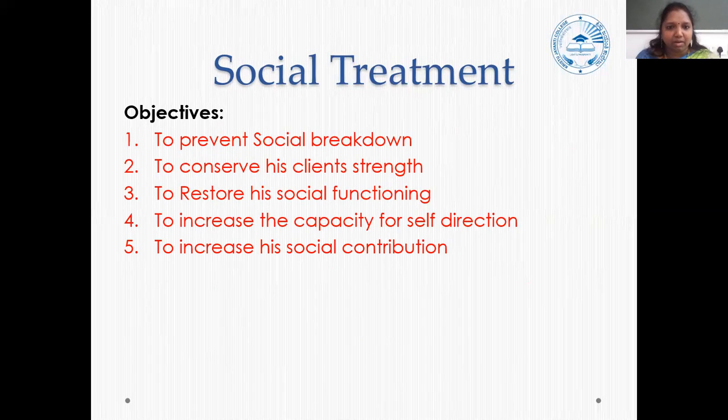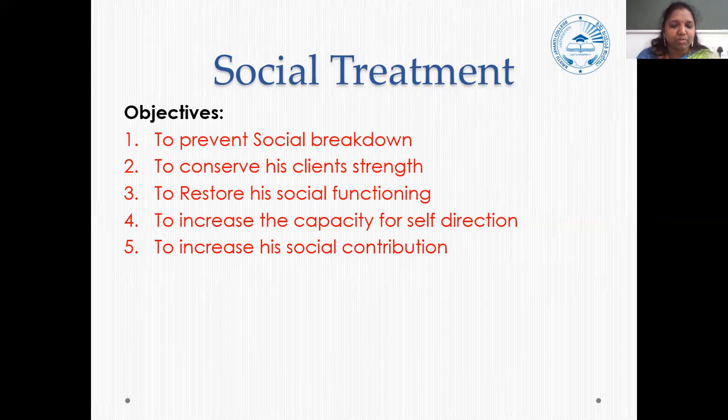These are the major steps involved in treatment after analyzing the factors and the causative issues. Then we need to provide a treatment to the client. The treatment should basically address social breakdown. So he should be prevented from social breakdown, and it is a major responsibility.